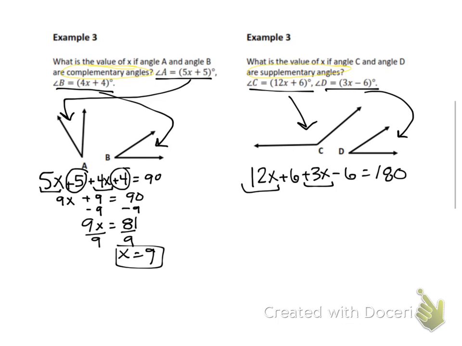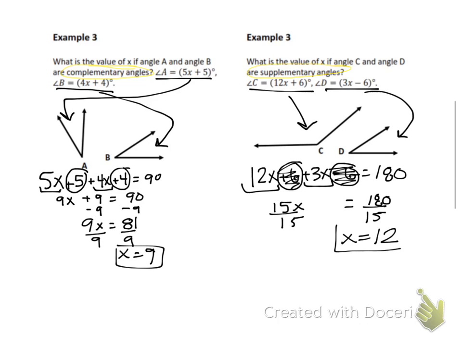I've got a 12x and a 3x, giving me 15x. And then I've got a 6 and a negative 6, so those cancel out, giving us 0. You could put plus 0, but you don't have to. And then equals 180. Our last step to solve our equation is to divide by 15. So x equals 12. Again, be sure you're looking at the directions and making sure we're doing what it's asking.